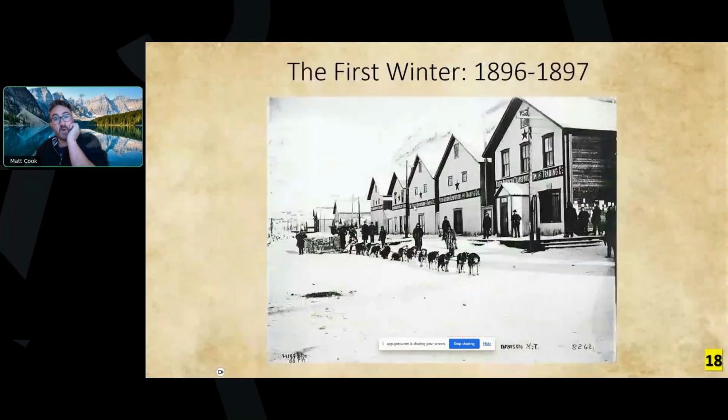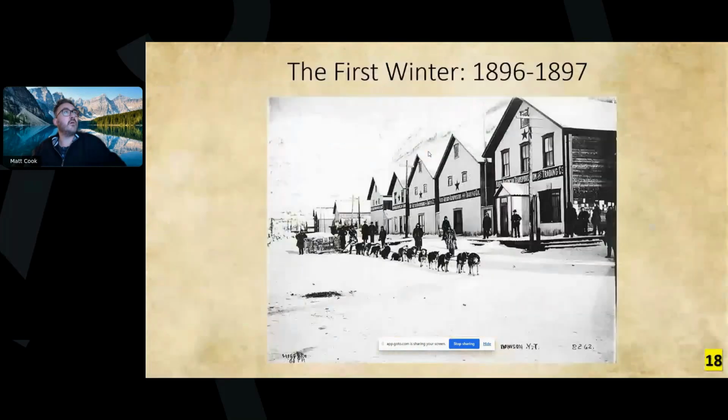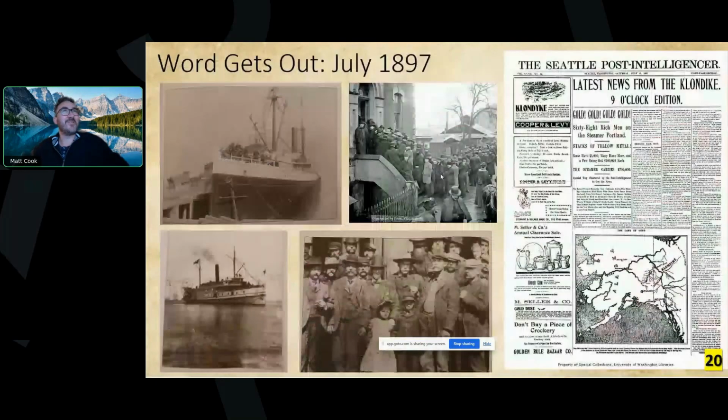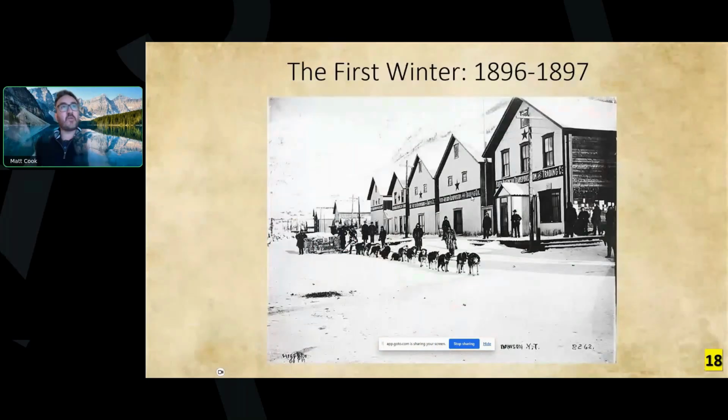So the remoteness of Dawson City proved to be an ongoing problem for the supply of food. I think I must have skipped a slide here. Apologies, sorry. I'm going to jump ahead and then I'm going to go back, if that's okay. Apologies, guys. I think I've put some slides wrong here, but I'll wing it.